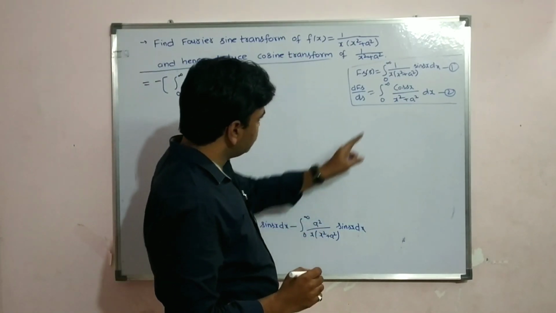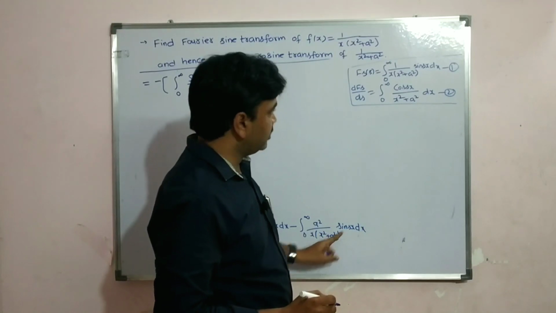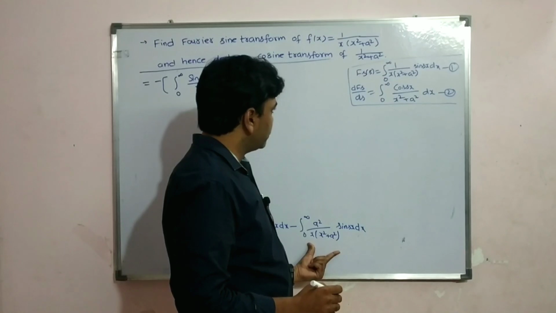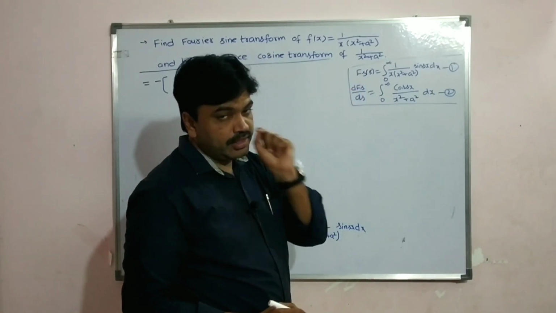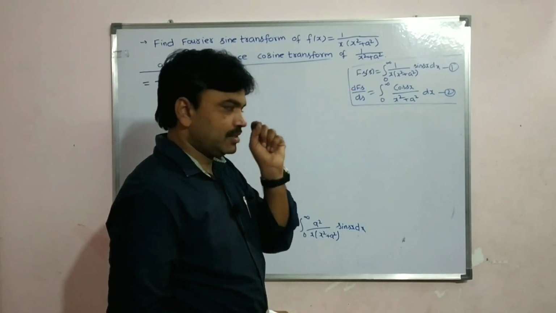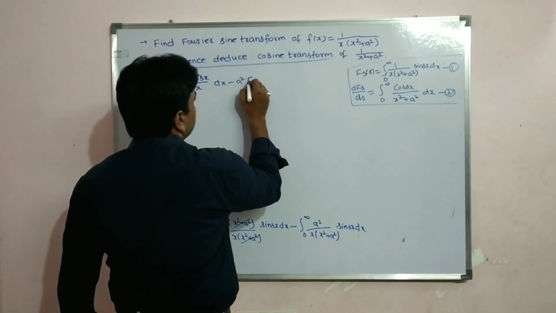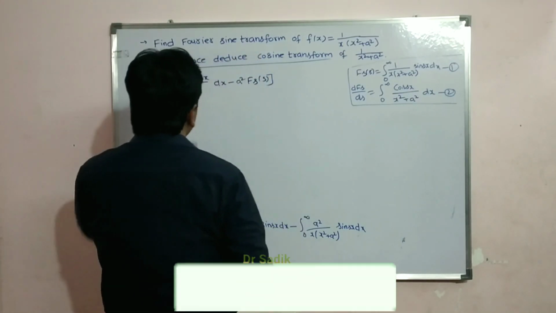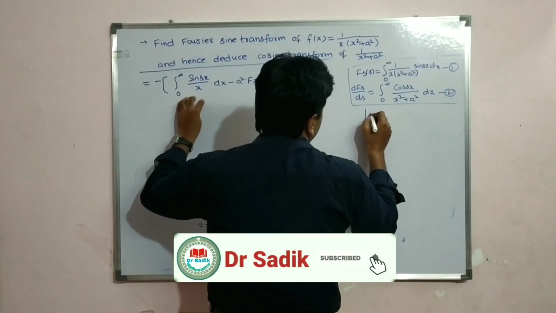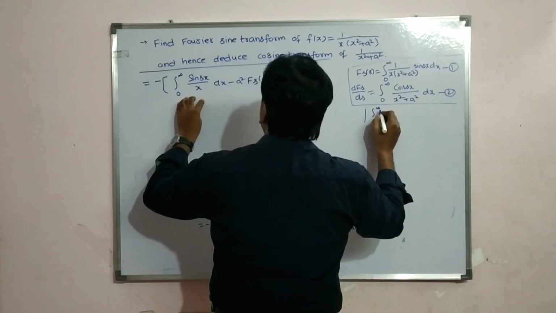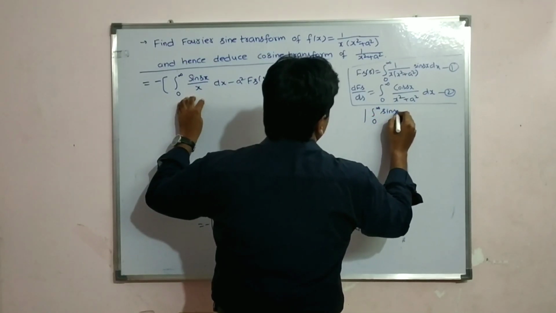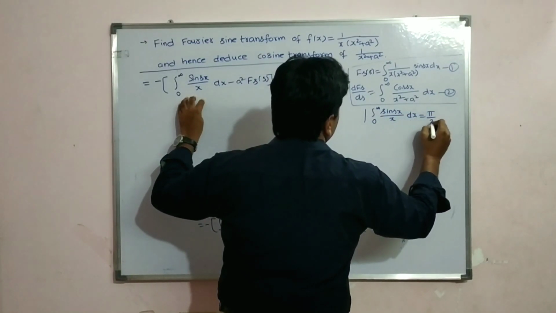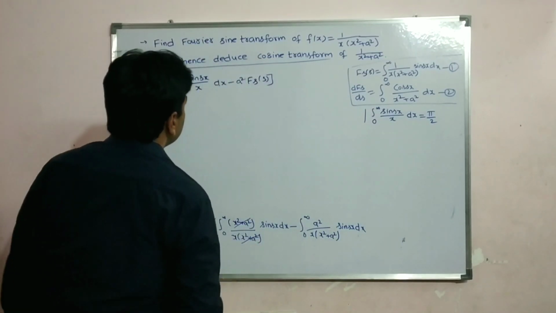Now (1/x)(x² + a²) sin sx dx, students. So this can be written as F(s), so a² F(s), bracket close. Now we know one result, students. The result is the integral from 0 to infinity of sin sx by x dx, that is equal to π/2.